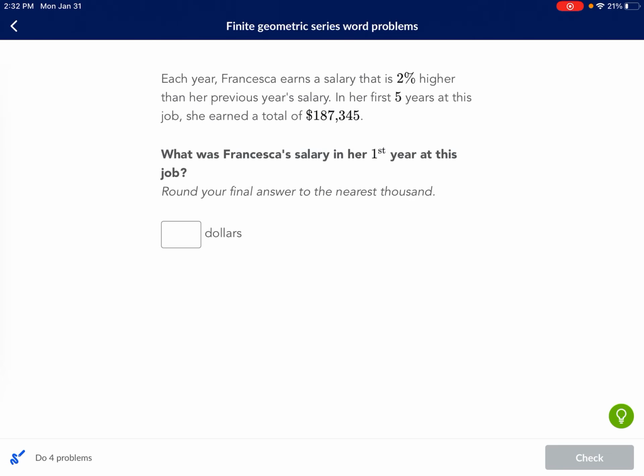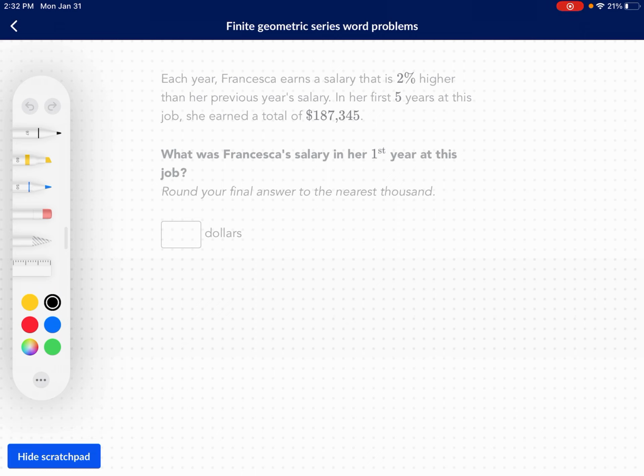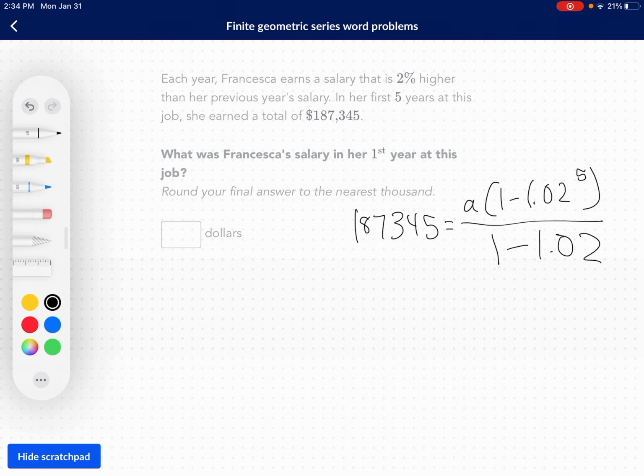Okay, each year, Francesca. Okay, so it's asking for the initial value. So the sum of all the five terms is 187,345 equals the initial term multiplied by 1 minus the common ratio, which looks to be 1.02 because it's 2% higher than her previous year, and there are 5 terms, so we raise that to the 5th power, and do 1 minus the common ratio, which is 1.02. Solve for this. So you can multiply negative 0.02 on both sides, because 1 minus 1.02 is negative 0.02.